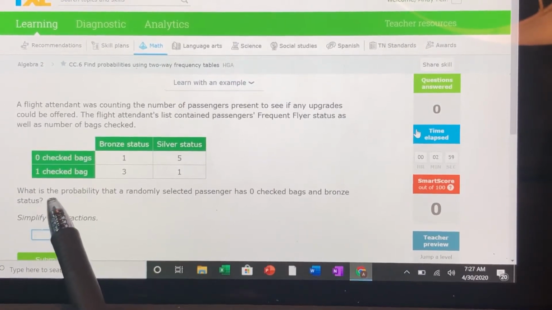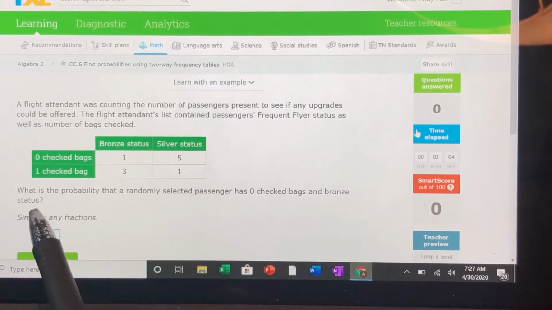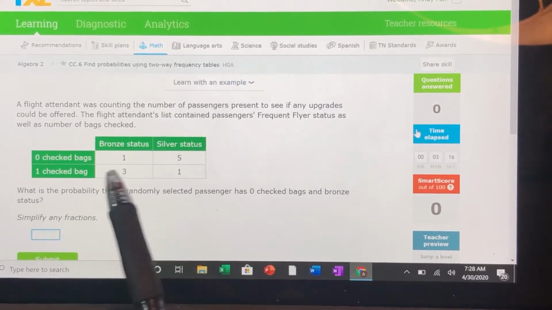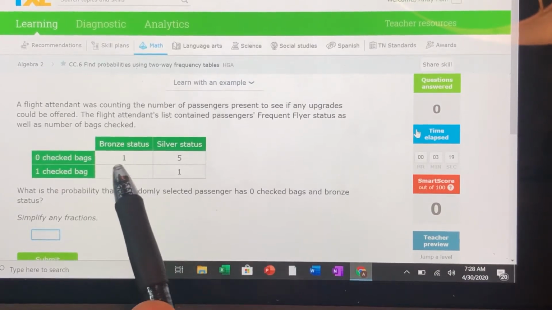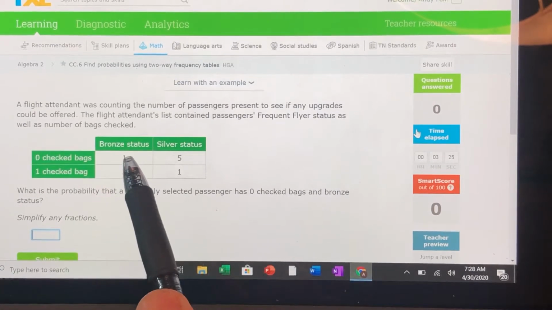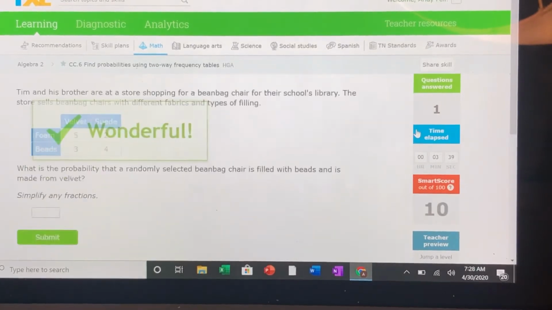They want us to figure out what's the probability that a randomly selected passenger has 0 checked bags and bronze status. That word "and" is really important because that means they have to be both at the same time. They have to have 0 checked bags and they have to be bronze status. So if you look at this, I can see this cell right here is the only one where they have 0 checked bags and they are bronze status. So that means there's 1 out of a possible 10. And that's it. Now they want us to type this in as a fraction. It says to simplify any fractions, but 1 over 10 doesn't really simplify, so we shouldn't have to worry about that. And that's it. So let's try another one.